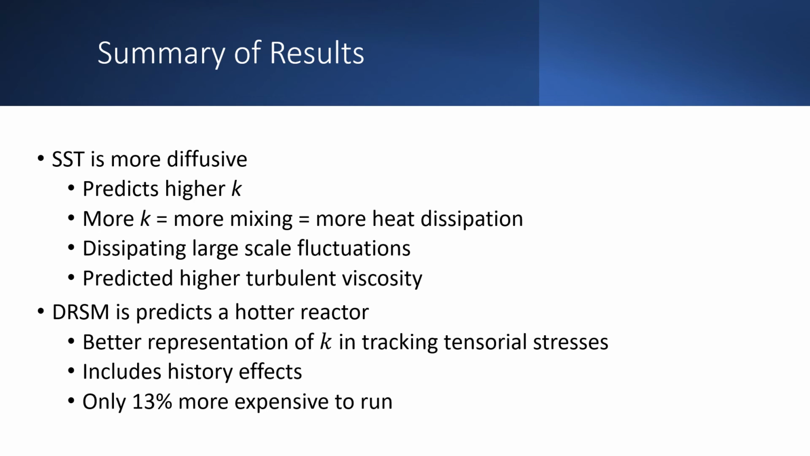DRSM was a hotter prediction for the reactor, as we showed in the temperature plot before, and it shows a better representation of K due to tracking it using tensorial stresses. But DRSM also allows us to include history effects showing those different flow correlations, and I will note that from a computational cost standpoint, DRSM was only 13% more expensive to run on this model.